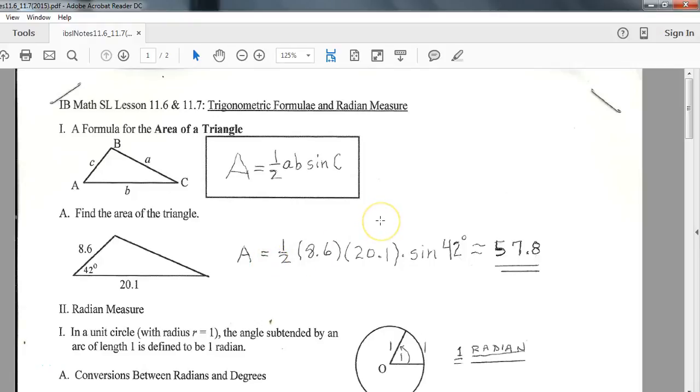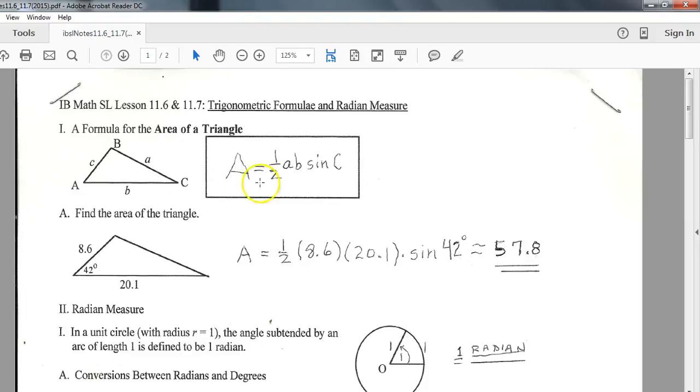So to close out chapter 11, looking at two main ideas right here. One is another formula that is in your formula packet, and that's the formula right here for the area of a triangle. Now this does work for any triangle, but we tend to not use it on a right triangle. We would just use it on a non-right triangle because in a right triangle, well, I'll show you why here in a second.